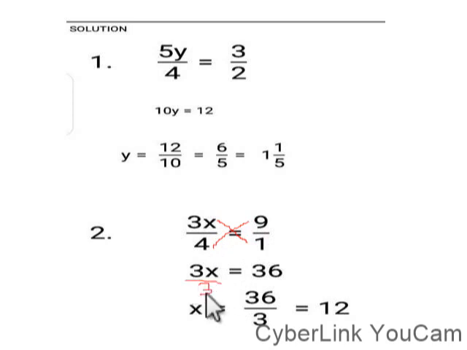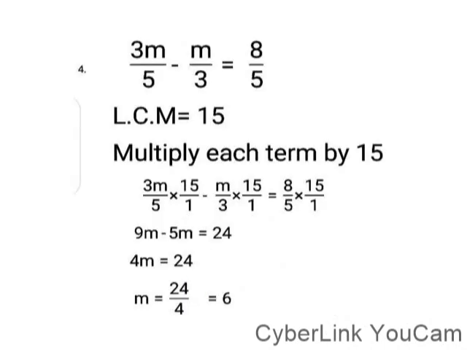3. And when we divide both sides by 3, we cancel 3 as we have it here. Then we are left with x is equal to 36 over 3. So 36 divided by 3 will give us 12. And that is the solution to this particular question. 12 is the answer.